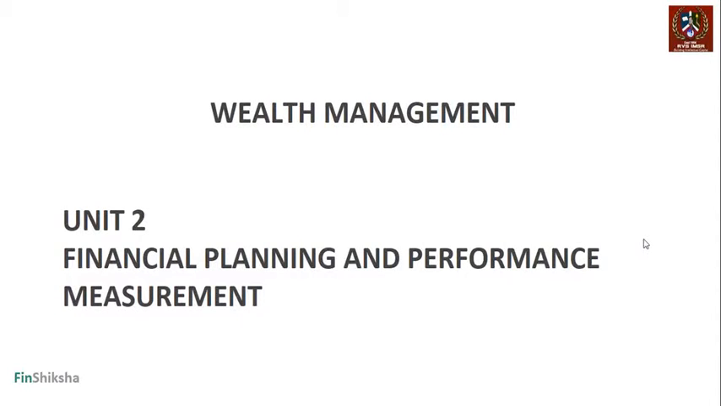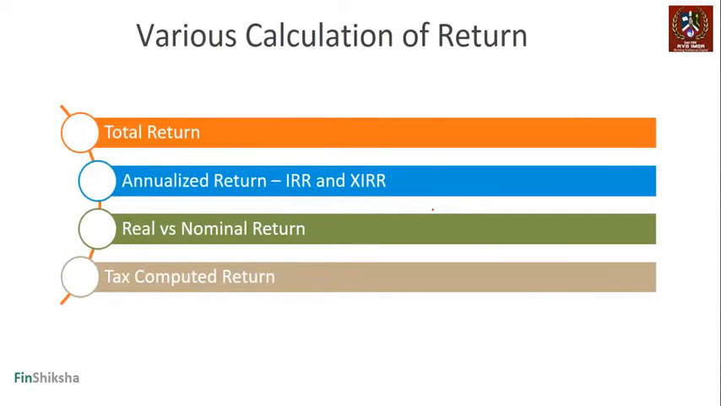Our discussion is on the various methods and ways of return calculation on financial instruments and how we quote those returns as we go along. Primarily, this discussion is going to lie around what kind of return nomenclatures we had zeroed in on in the previous segment. We're going to look at various returns and measures of returns. The calculations would border around total return, annualized return, real versus nominal return, and tax computed return. Four of these separate segments we're going to look at.